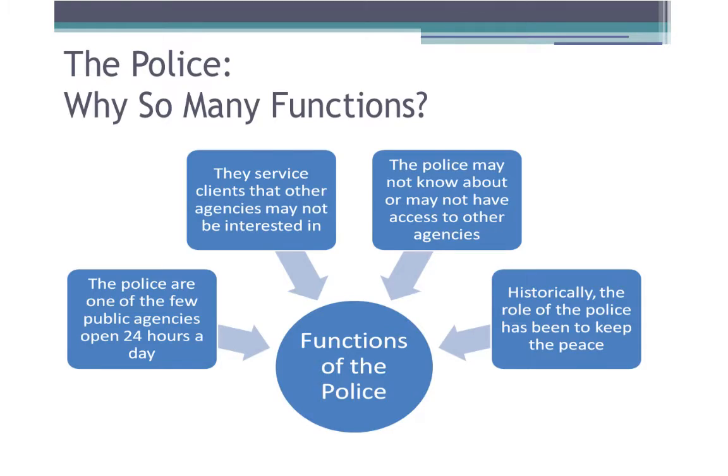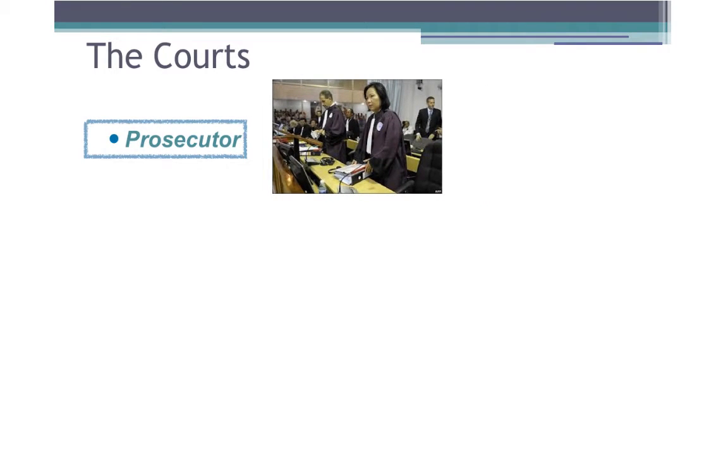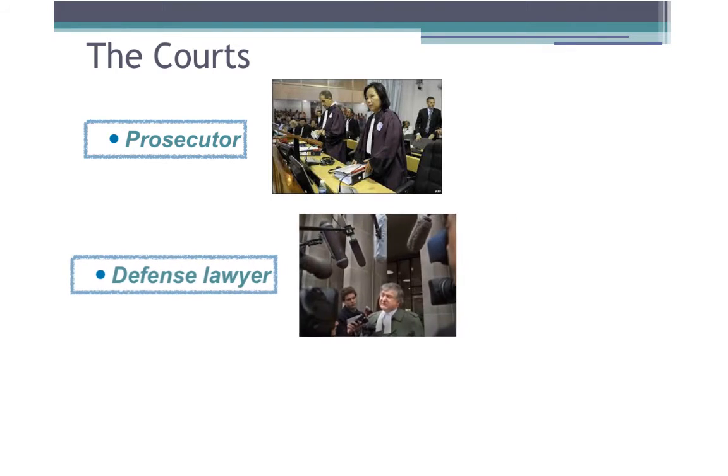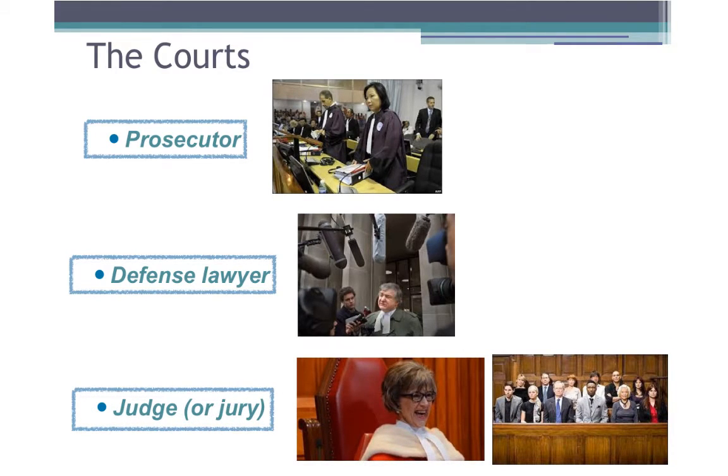Now, if we look at the courts, essentially they decide the guilt or the innocence of those accused of committing a crime. And the process is adversarial. Adversarial in that there's a prosecutor. This is the lawyer who represents the state, or the government. There's a defense lawyer, who asserts that the accused, or the defendant, is innocent. And then there's a judge or jury, and the final decision as to the guilt or innocence of the defendant lies with them.